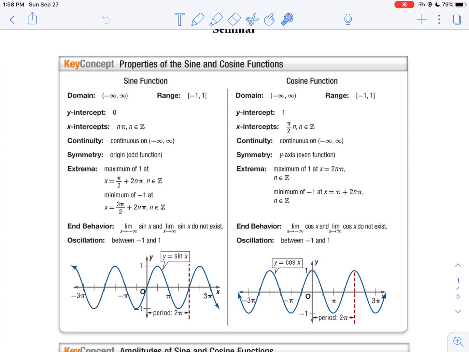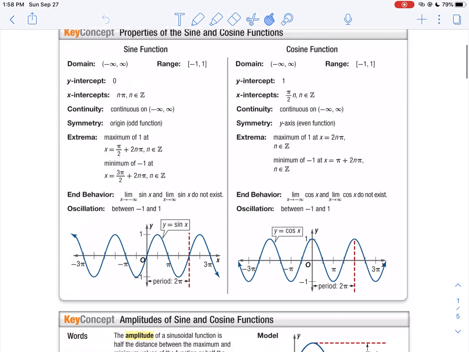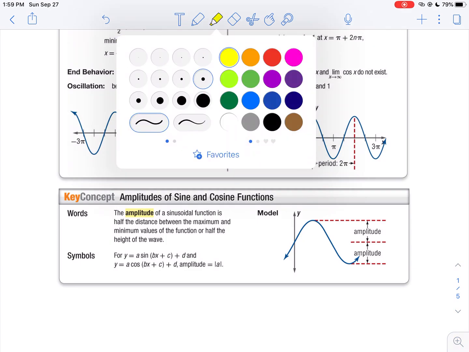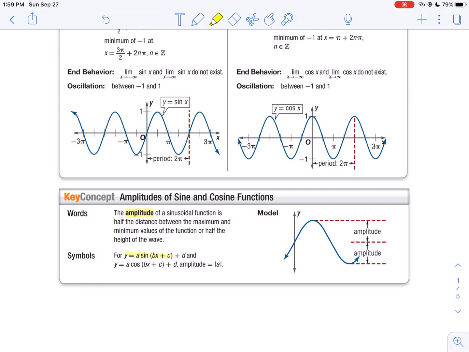Now, what we're going to look at is what you do to transform this. It's going to follow the formula y equals a times sine of bx plus c, plus d, or y equals a times the cosine of bx plus c, plus d. We're going to look at each one of these and see what it does to your function. We're going to start with a, the amplitude.